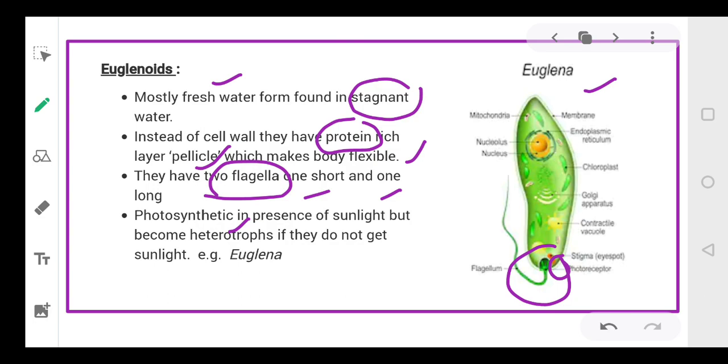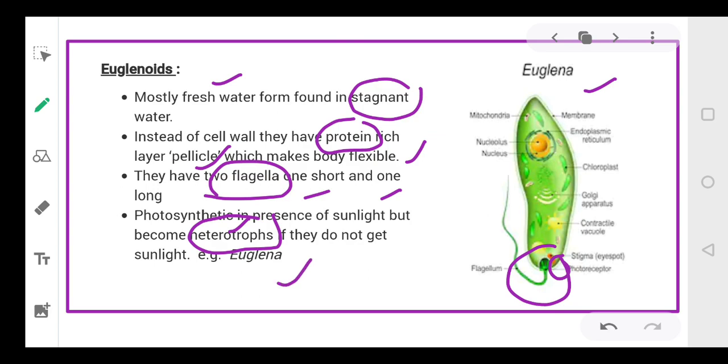If sunlight is present, they will perform photosynthesis. But if sunlight is not present, they will behave as heterotrophs. So sometimes they are autotrophic, sometimes heterotrophic. In the presence of sunlight, they are able to prepare their food materials. When sunlight is not available, they depend on others for food. The best example that we have is euglena.